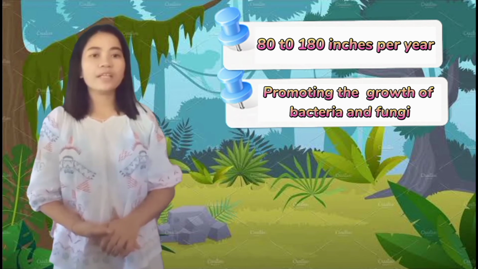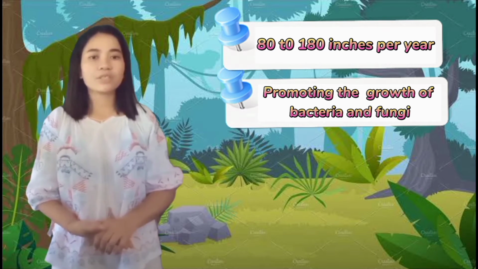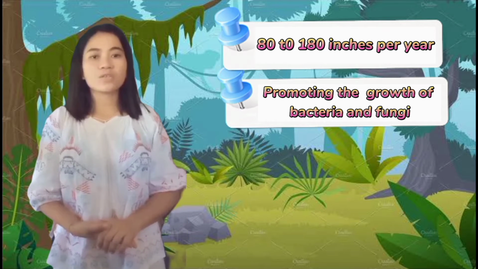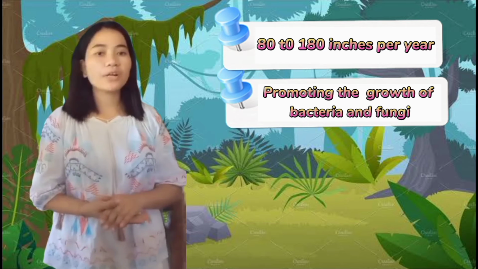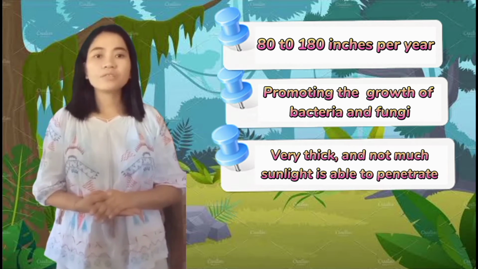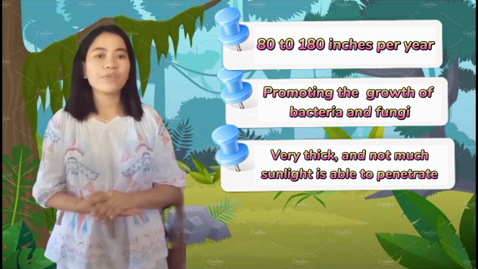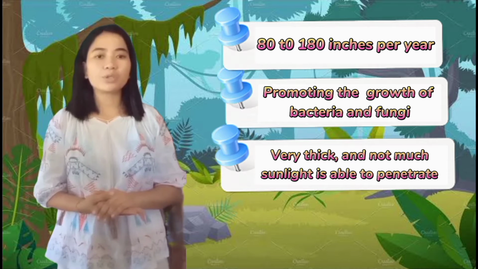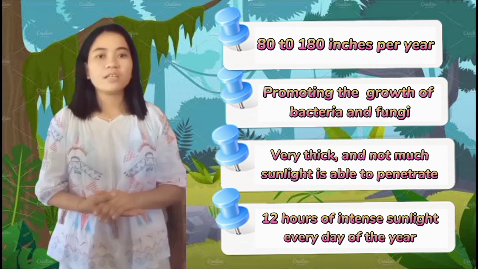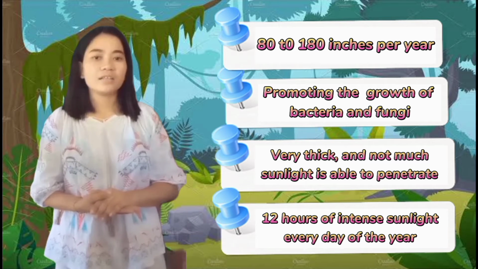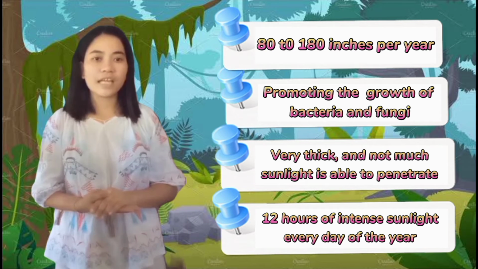Plants grow rapidly and quickly use up the organic material left from decomposing plants and animals. The result is a soil that is poor. The tropical rainforest is very thick and not much sunlight is able to penetrate to the forest floor. However, the plants at the top of the rainforest, the canopy, are able to survive 12 hours of intense sunlight every day of the year. There is a great amount of diversity in plant species in the tropical rainforest.